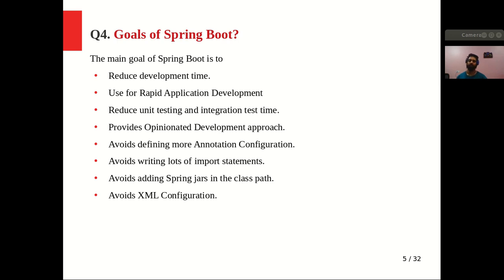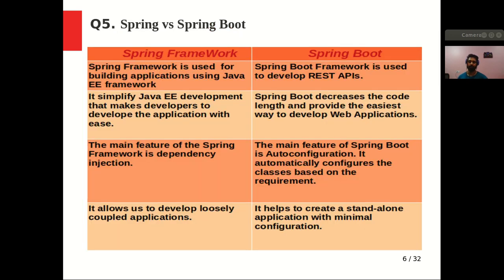It avoids defining more annotation configuration, avoids writing lots of import statements, and avoids adding Spring jars in the class path as we do in the Spring framework. So here in Spring Boot, we don't need to add the Spring jars in the class path. It also avoids XML configurations. So these are the goals of Spring Boot, right?